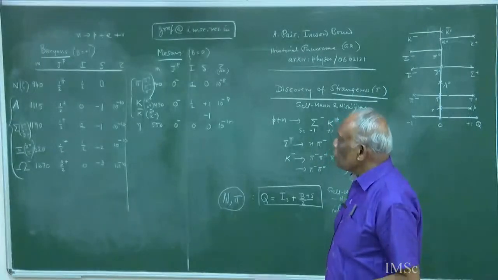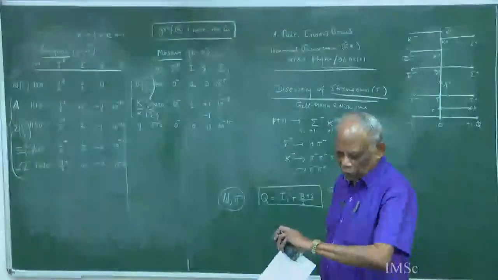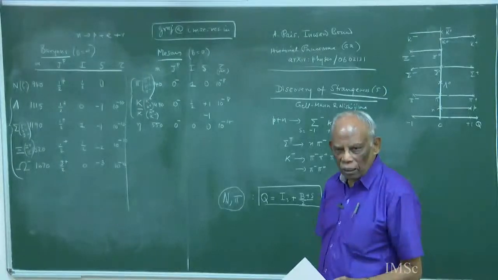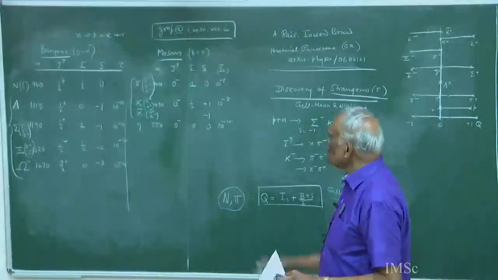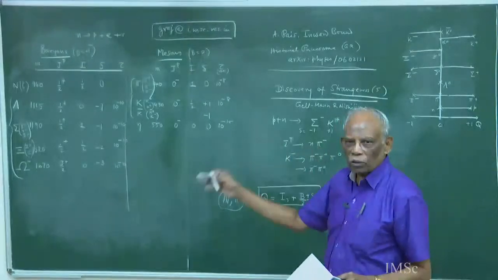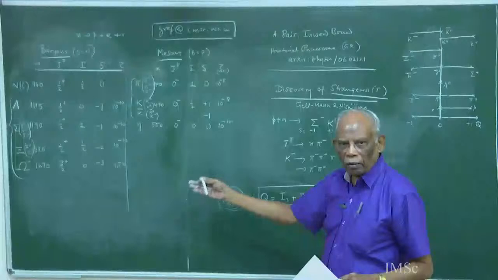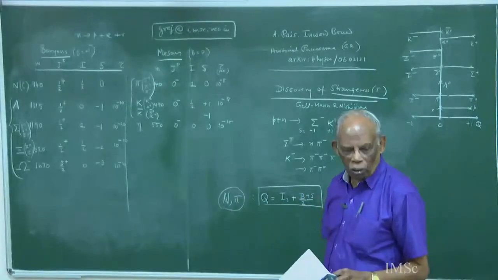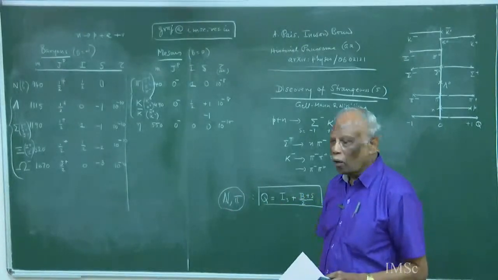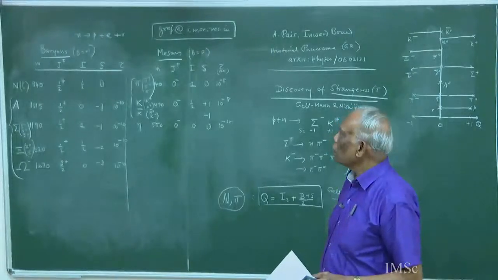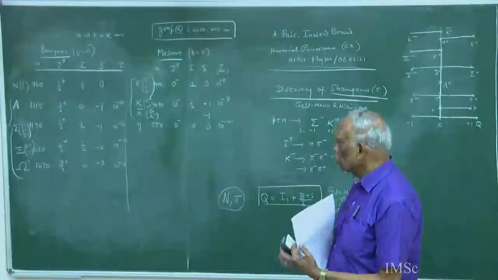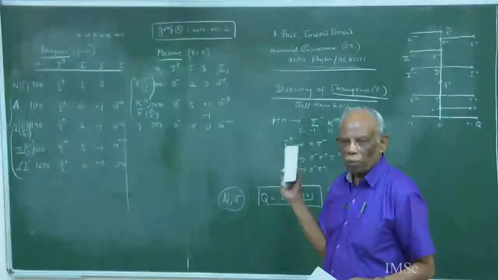So the next step, shall I start it now? I think we cannot complete that, but at least let me start that now. So in this, any questions about isospin? Isospin I introduced earlier, and now I introduced strangeness. These are the important quantum numbers which characterize all strongly interacting particles like baryons and mesons. Okay, shall I rub it off?